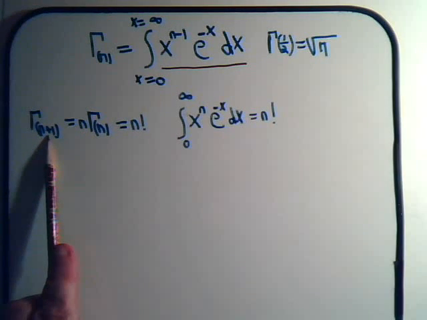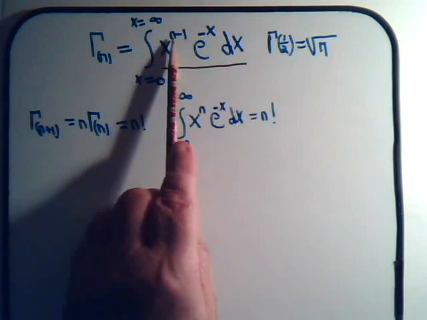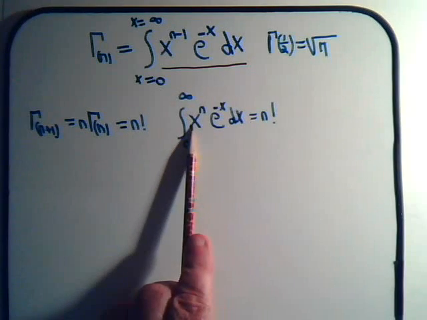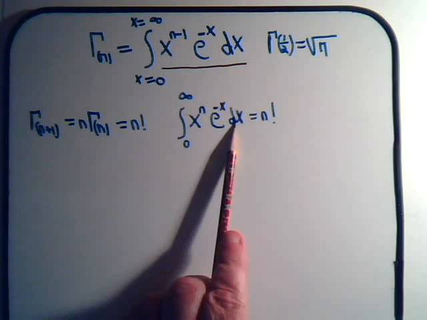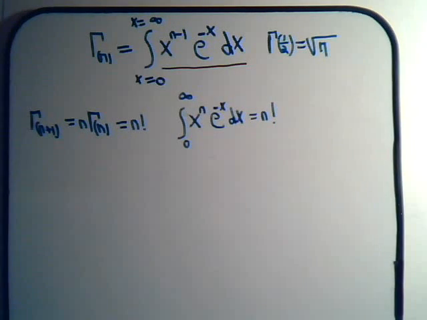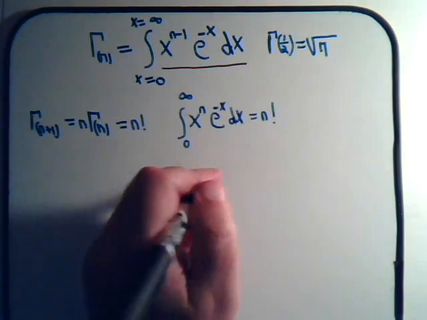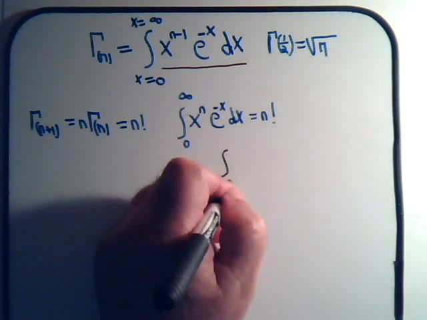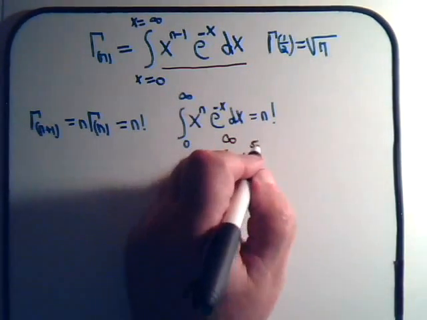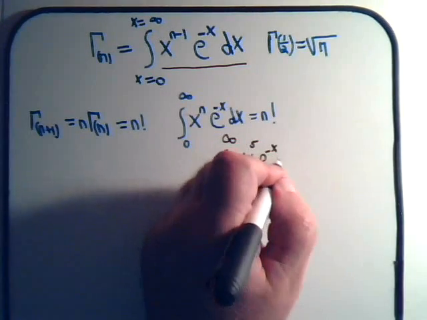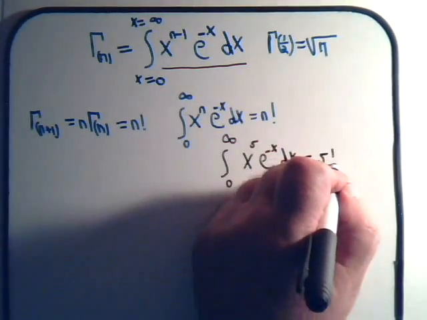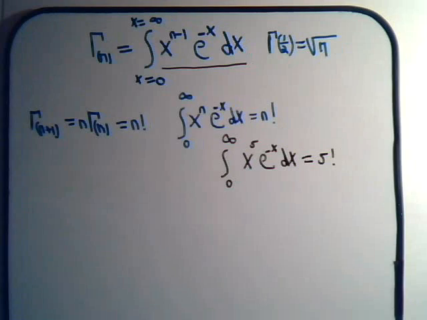In fact, that's equal to n factorial. So the gamma function of n plus 1, if we use our basic definition and replace n with n plus 1 minus 1, is the integral of x to the n, e to the minus x dx. That's now another definition for n factorial. So for example, if we had this integral of x to the fifth e to the minus x dx, we know right away what the solution is. It would just be 5 factorial.